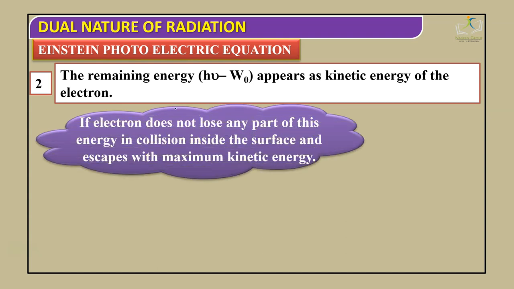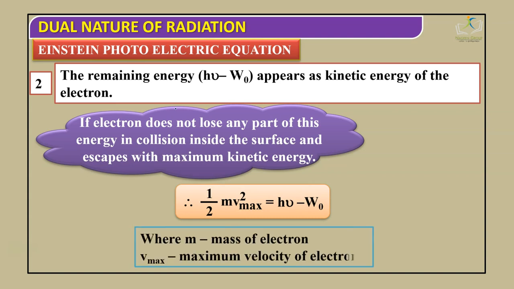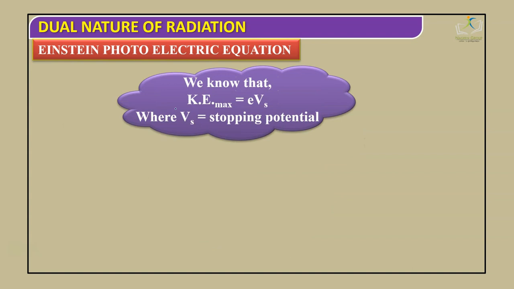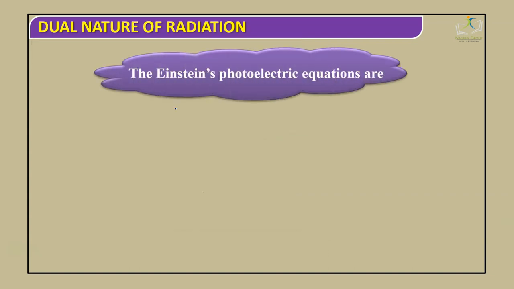If the electron does not lose any part of this energy in collisions inside the surface and escapes, it comes out with the maximum kinetic energy, which is half mv² max equals hν minus the work function W0, where m is the mass of the electron and v is the maximum velocity of the electrons. We know that kinetic energy maximum is equal to eVs, where Vs is the stopping potential. So half mv² max is equal to eV0. eV0 is equal to hν minus W0.